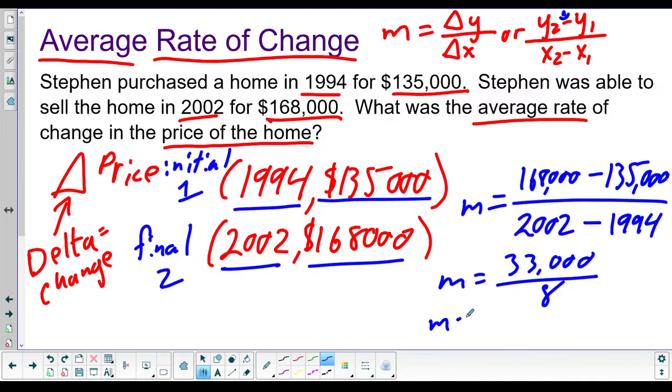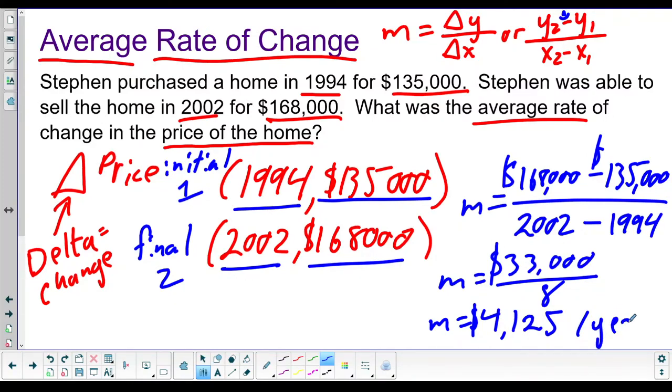To tell you that the slope is 4,125. And to get the units of this, it's the units of the top, so these are dollars, per, or over, the units of the bottom. So it's $4,125 per, which is what the little slash means, year, because these are years.